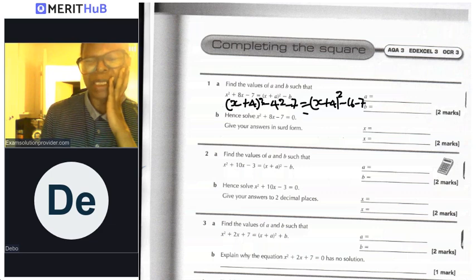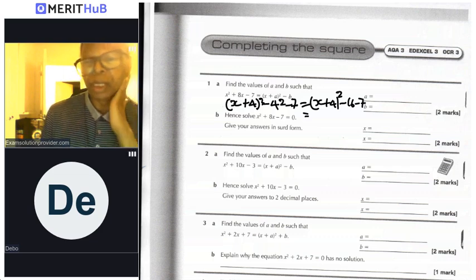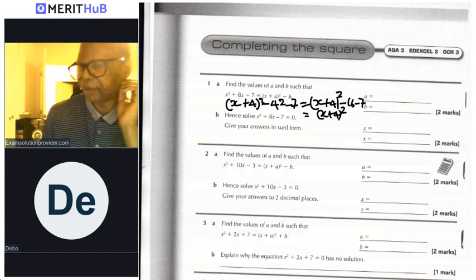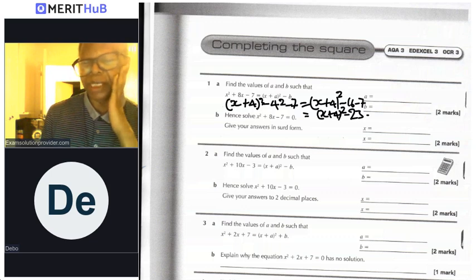Now, remember, maths is step by step. If you miss steps, you lose the marks. So this is going to be x plus 4 brackets squared, then minus 16 minus 7, because they are both negative, will be minus 23. Then you have written this into that form. So you can see that A is going to be 4 and B is going to be minus 23. Do you follow?